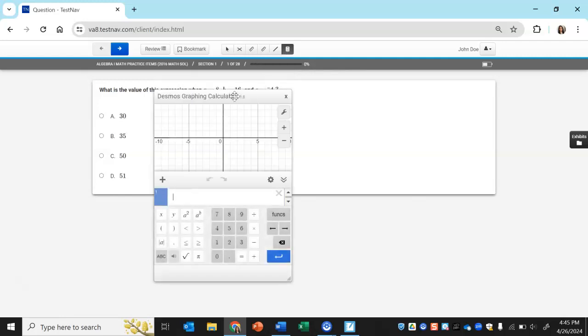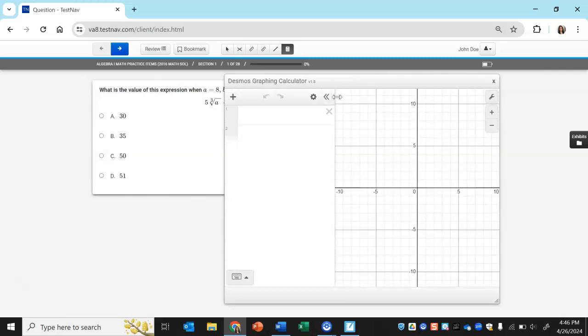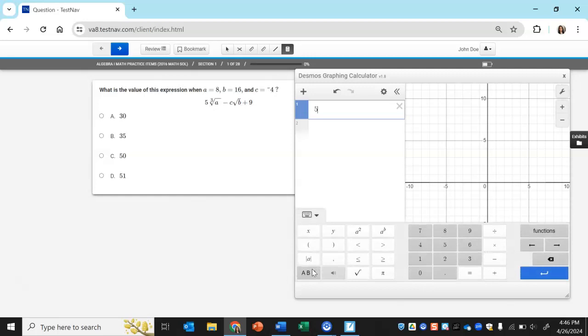It's right there. When you open it, you can make it bigger, smaller, whatever you need. But so I'm going to go ahead and type my expression. Now when it's talking about expression, it's talking about this right here. So I'm going to type it in exactly the way it is. So 5 cube root is right here under functions.